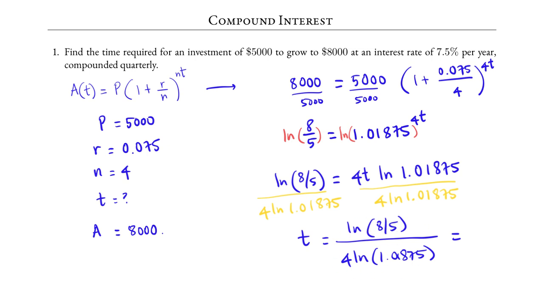Plug this into a calculator. We will see that t is approximately 6.325, or about 6.3 years. What this means is that after 6.3 years, the $5,000 will grow to $8,000 with the given interest rate, compounded quarterly.